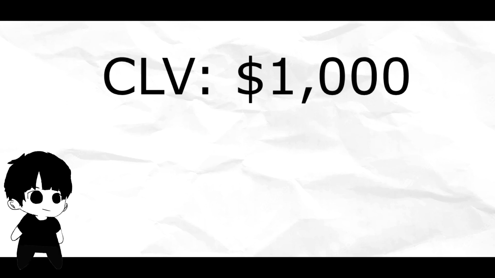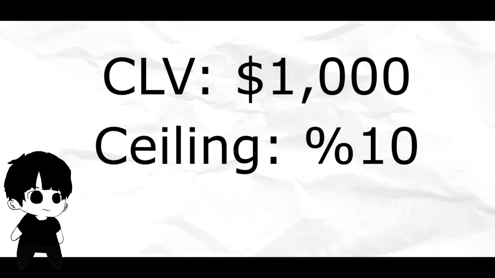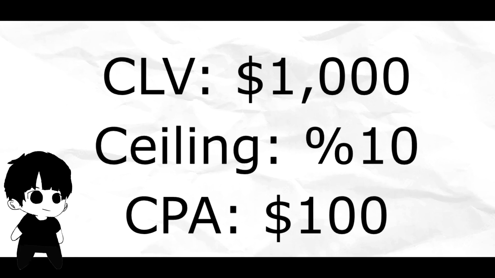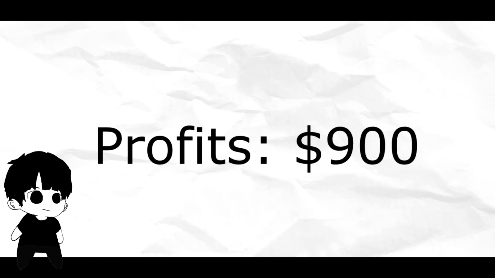And I think having a ceiling is a good way of doing that, like a 10% ceiling. So if it's $1,000, we can spend $100 per customer, and then their CLV is still $900 for the rest of their life. That sounds kind of dark, but it isn't. It's just how it works.